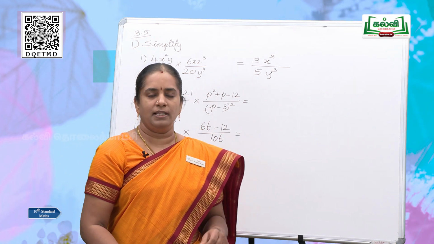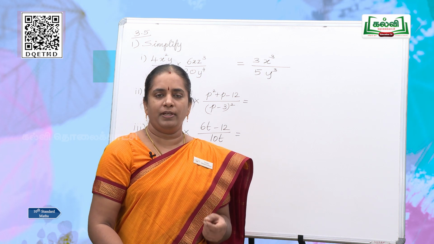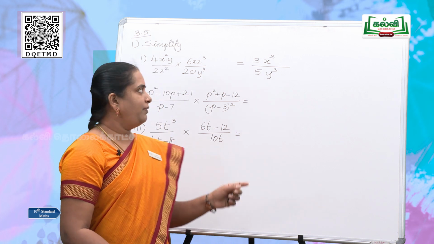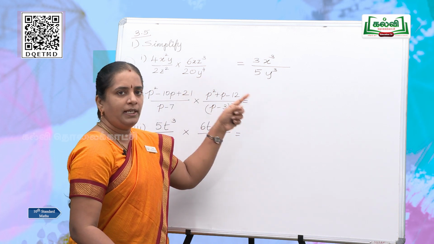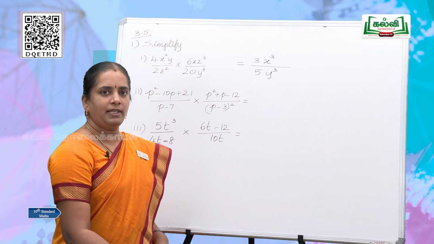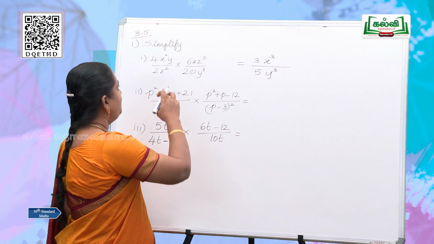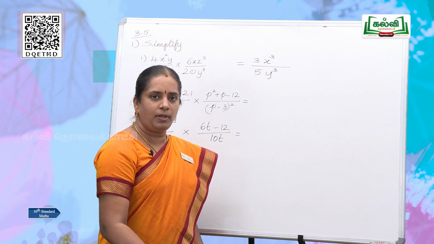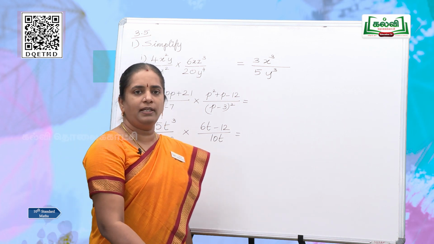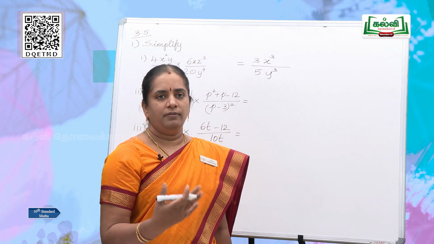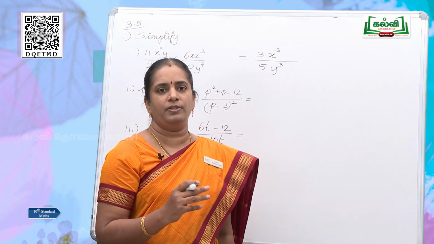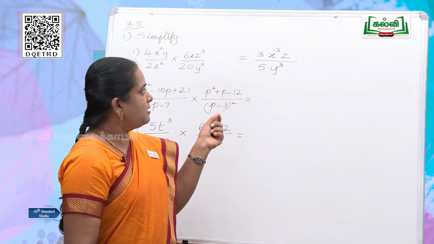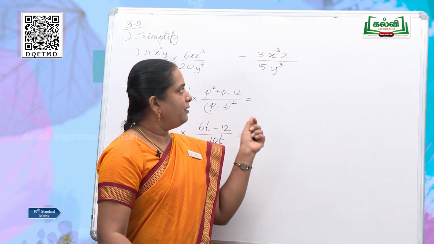Cancelling means dividing; a power m divided by a power n is a power m minus n. So, y power 4 minus 1 is y power 3. In the z variable, we have z cube in the numerator and z square in the denominator. On dividing, z power 3 minus 2 becomes z power 1. So, the final answer is 3x cube z by 5y cube.